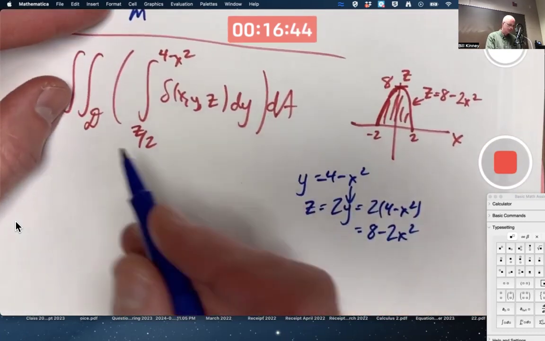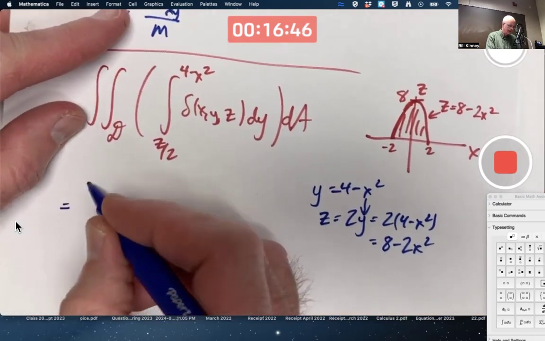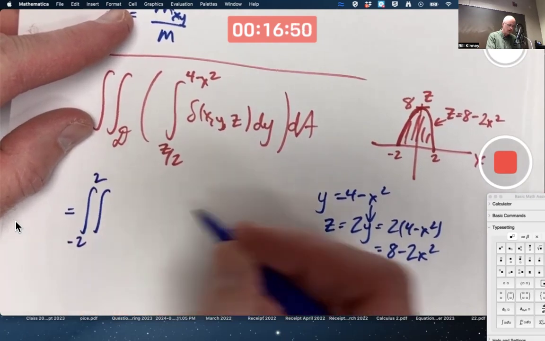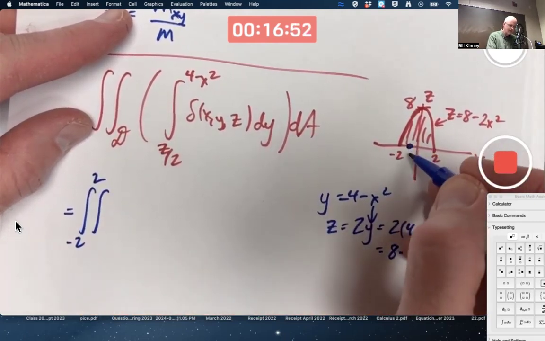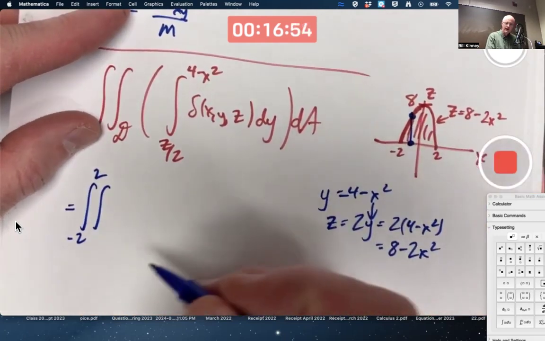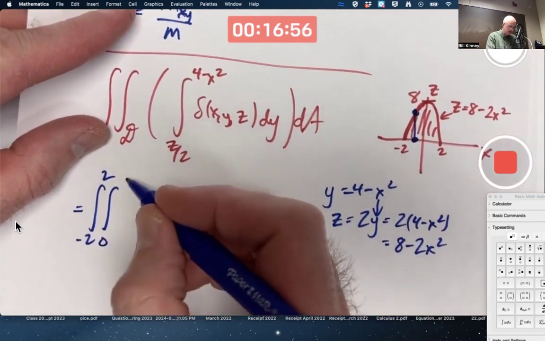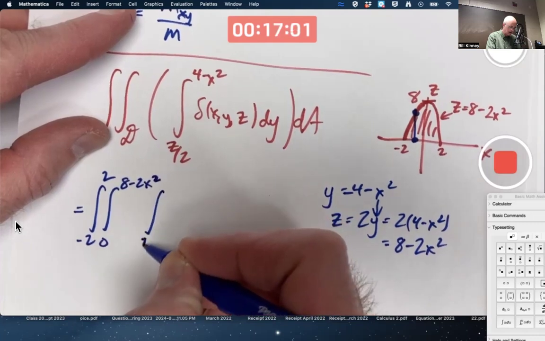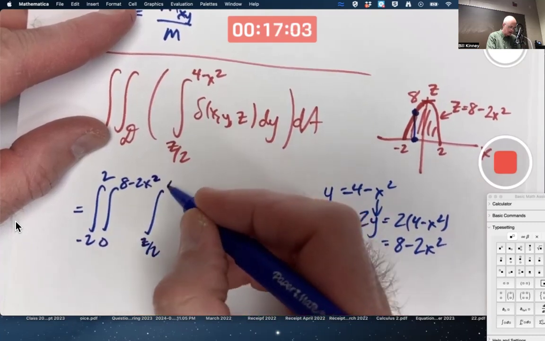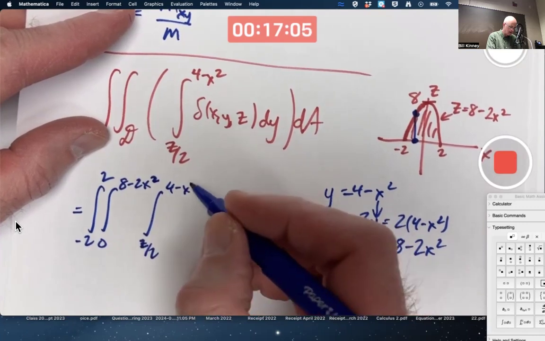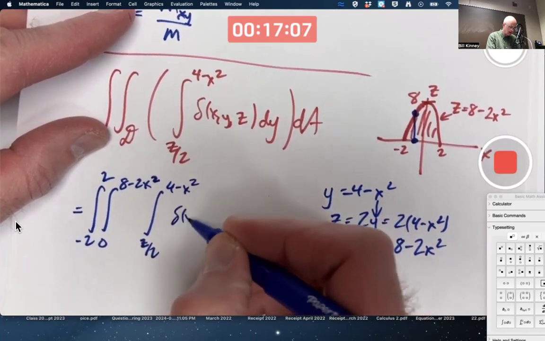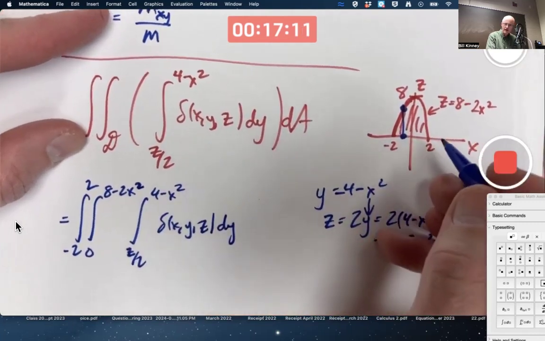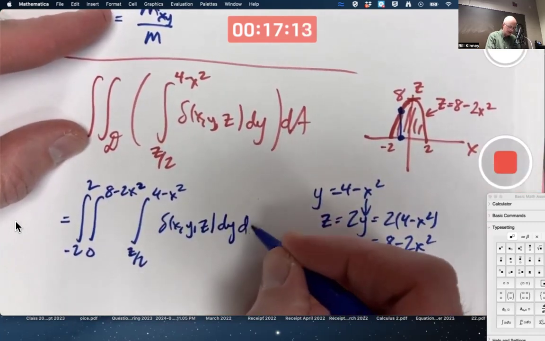So the most natural way to do the outer two integrals would be to let x go from -2 to 2 and z go from 0 to 8 minus 2x squared. Same inner integral, dy, and the outer integral is with respect to x, so it's dz dx.